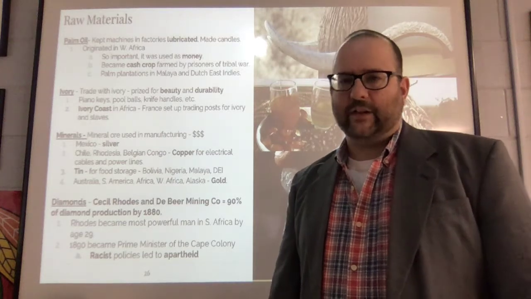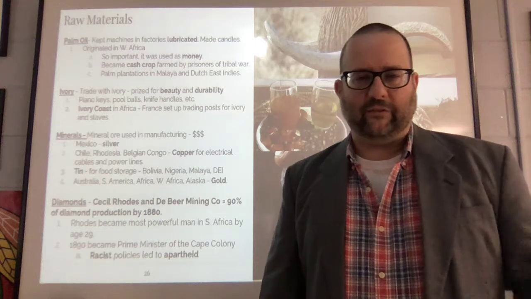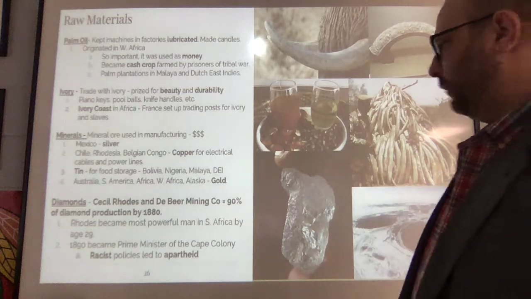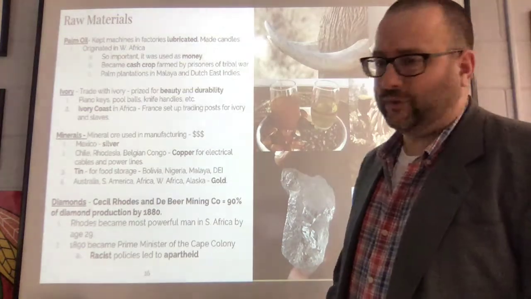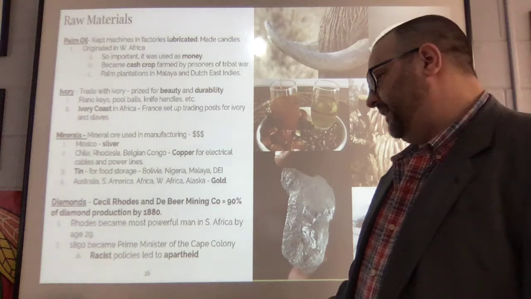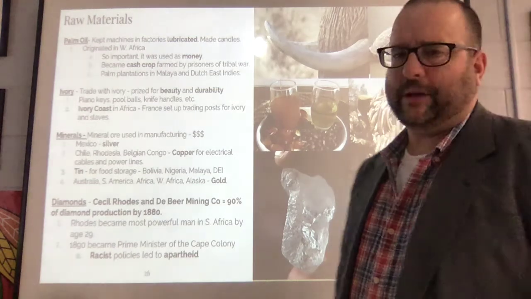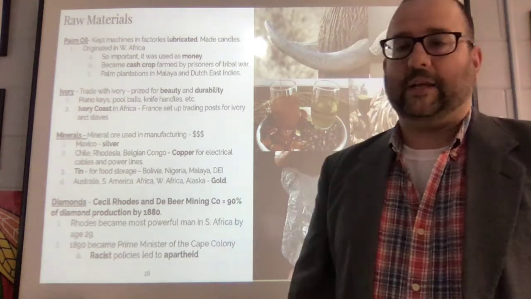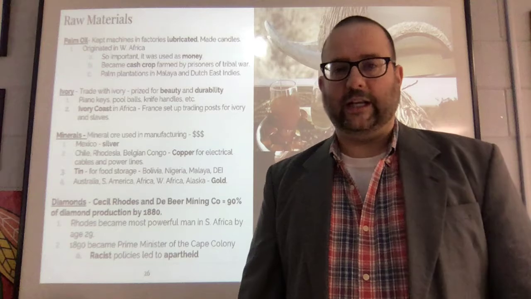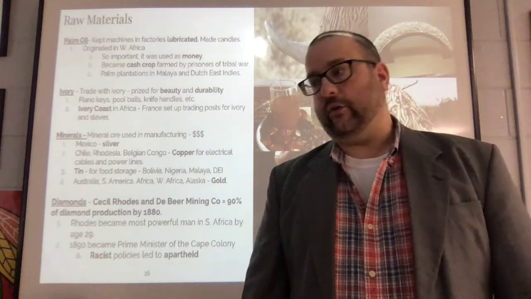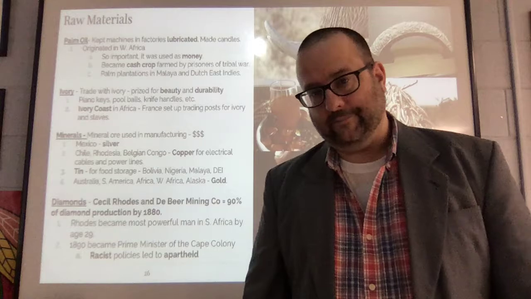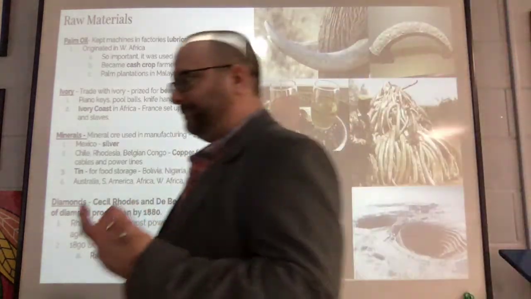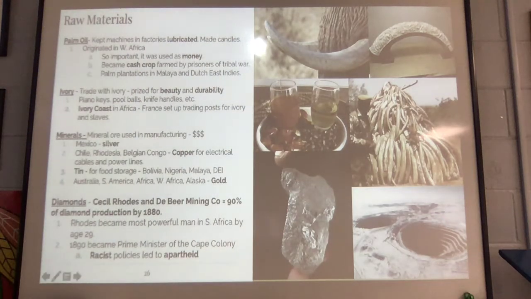They had a monopoly on this. They mined 90% of the world's diamonds by 1880. And Rhodes becomes the most powerful man in South Africa by the ripe old age of 29. And in 1890, he will become the Prime Minister of the Cape Colony, today known as South Africa. and roads that will lay the seeds down for racist policies that will lead to segregation, or as we know it in that part of the world, apartheid. So see how everything just kind of jumps off the previous thing. So very, very unfortunate that happened.